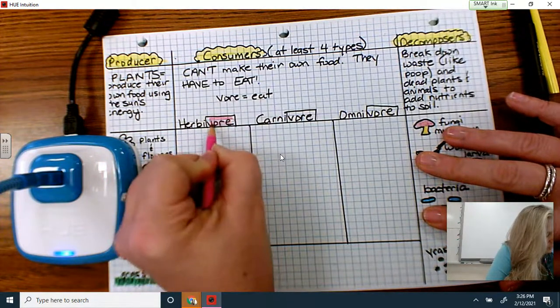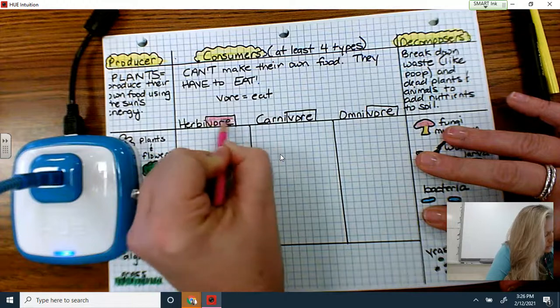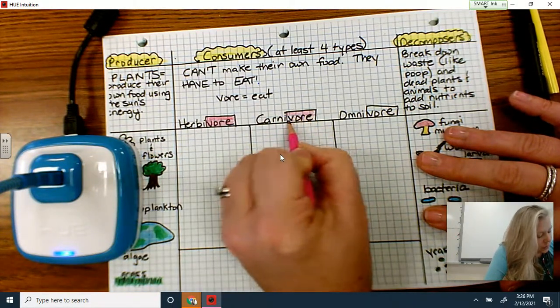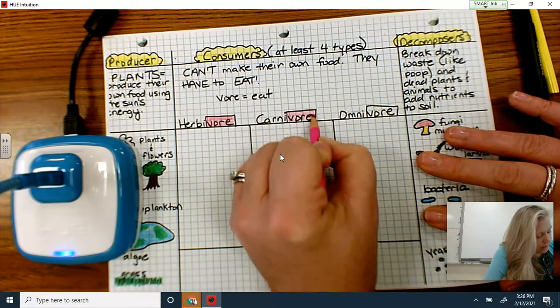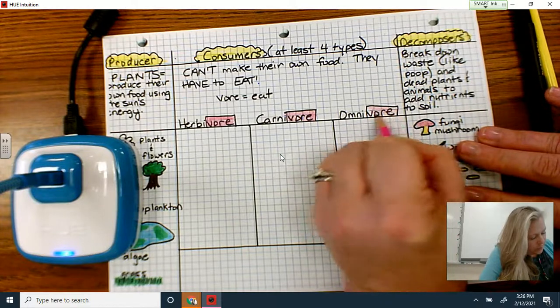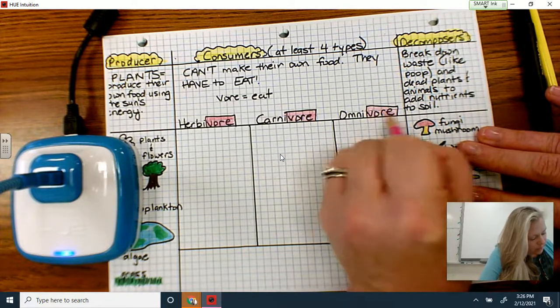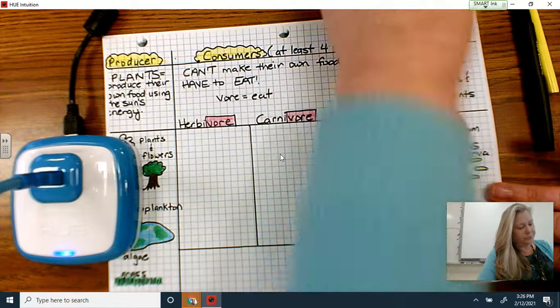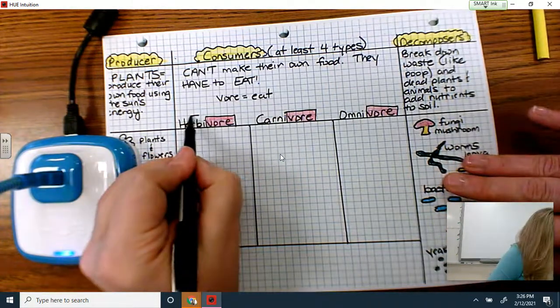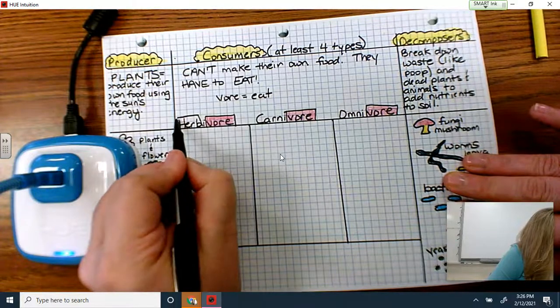And if you did a little different color, if you did red on the other side and blue on the other, it doesn't really matter. I just want to highlight that all of these words show the kind of eater that they are. And in an ecosystem, that's really how we categorize things, by what they eat and how they get their energy.